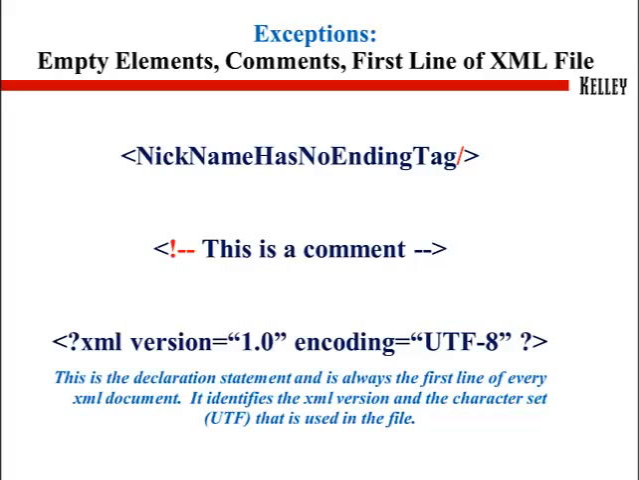The example in the middle is a comment, and a comment can be identified by the exclamation point with the two hyphens beside it. And this is human readable. It's not processed by a computer or a program or anything. This is just information for people who are reading the XML file.